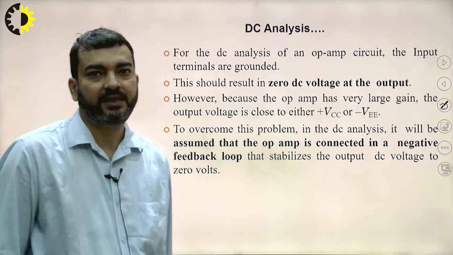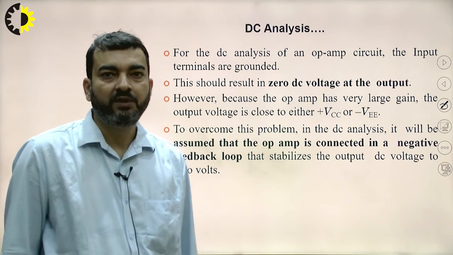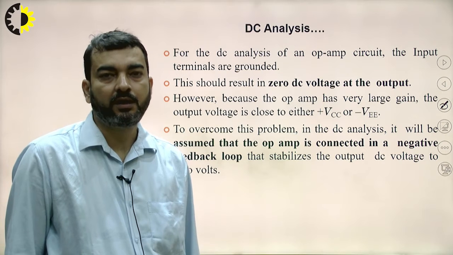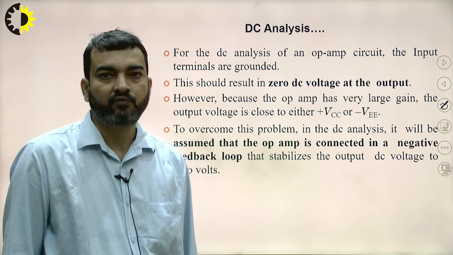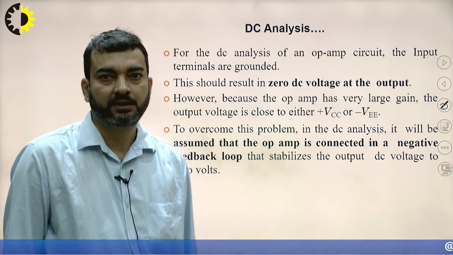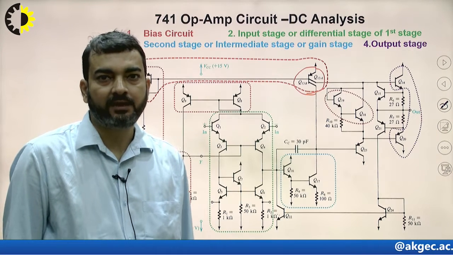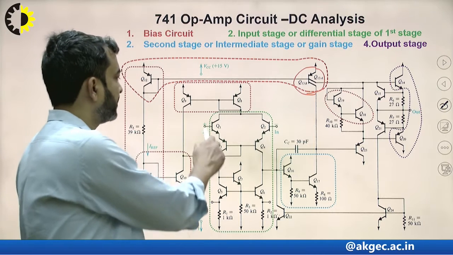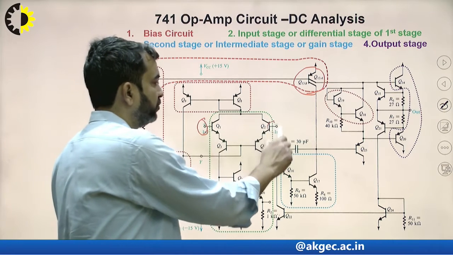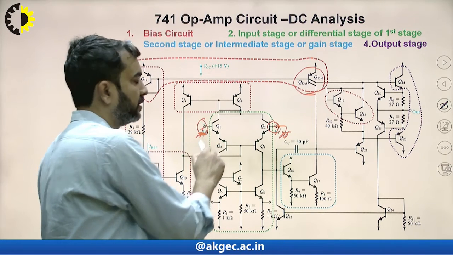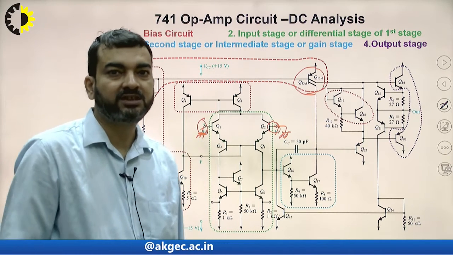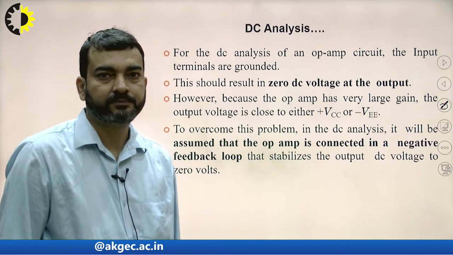Now for DC analysis, we will replace all the external signals by their equivalent. So we will remove the input voltage applied at the base of transistors Q1 and Q2. These terminals will be grounded, so the voltage source is replaced by ground.